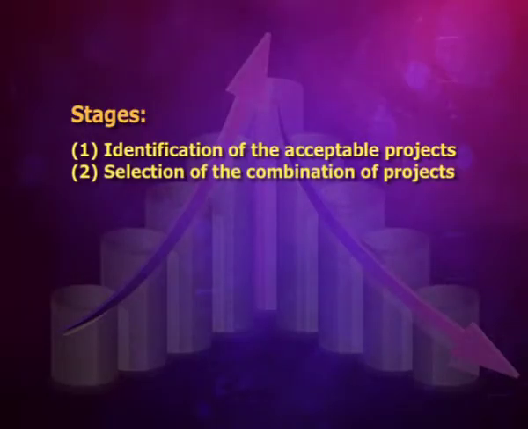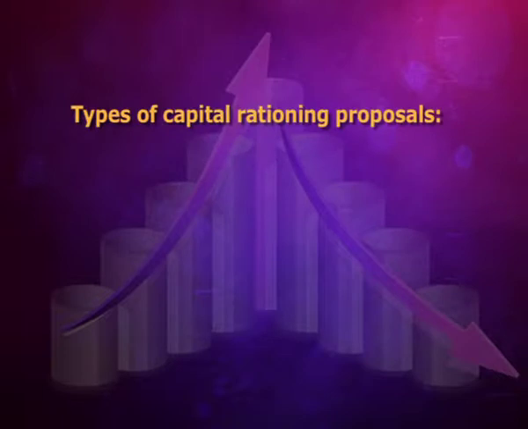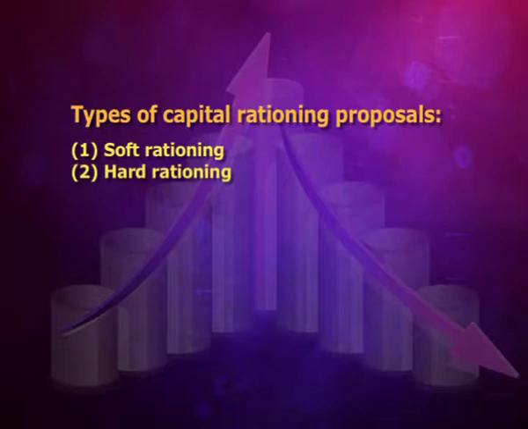The limited capital budgeting funds make it inevitable to make the right choice. The project selection under capital rationing involves two stages: identification of the acceptable projects and selection of the combination of projects. There are two types of capital rationing proposals: soft rationing and hard rationing. Soft capital rationing, or internal rationing, is caused due to the internal policies of the company. The company may voluntarily have certain restrictions that limit the amount of funds available for investments in projects.